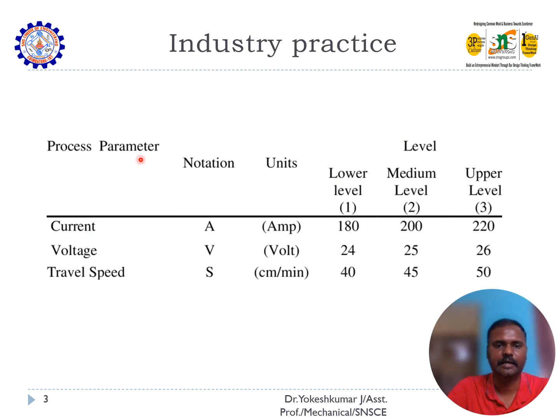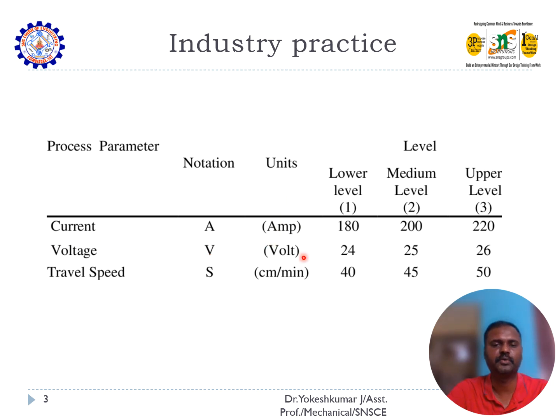Coming to the important process parameters, here I have tabled the best industry practice used in the GMAW process. The first parameter is current, with the unit ampere. It can range from 180 to 220 amperes: the lower level is about 180 ampere, the medium level about 200 ampere and the upper level about 220 ampere. Coming to the voltage, it is notated with capital letter V.